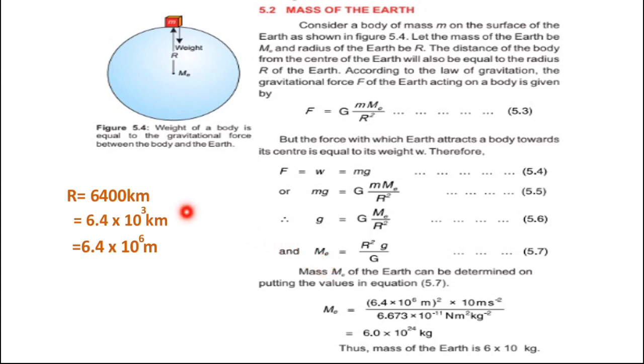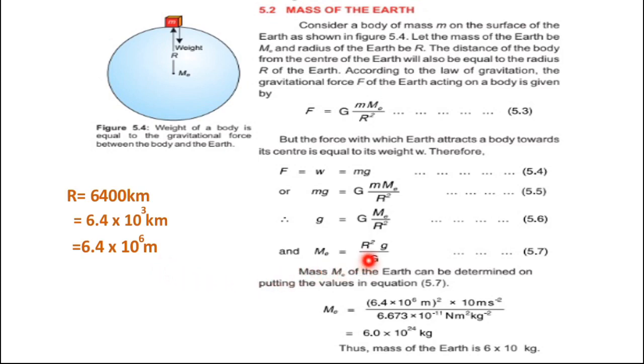The radius of the earth is equal to 6400 kilometer. If I move the point towards the first non-zero digit, it will be 6.4 multiplied by 10 raised to the power 3 kilometer. Now I also know the prefix of kilo is equal to 10 raised to the power 3. The final relation we will get is 6.4 multiplied by 10 raised to the power 6 meter.